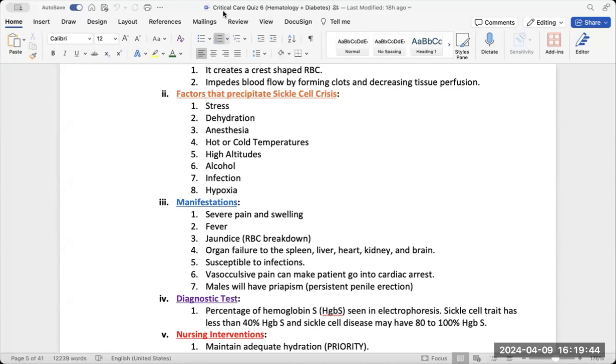High altitudes, right? Because also think about it, if you're going up higher into a mountain, you're not really going to be able to get the oxygen that you need. It's actually going to start to decrease the higher you get up. That's also going to hurt them. Alcohol, infection, and hypoxia, all of those precipitate a sickle cell crisis.